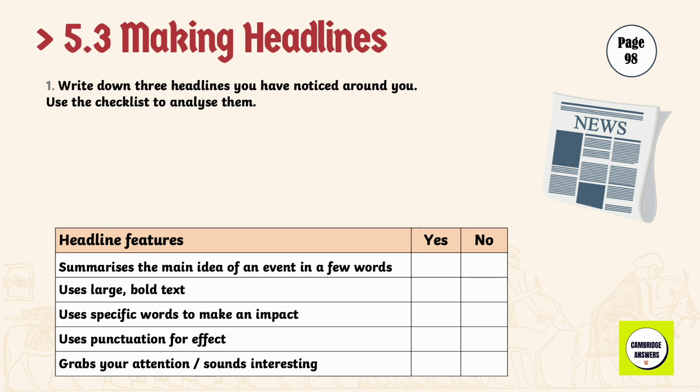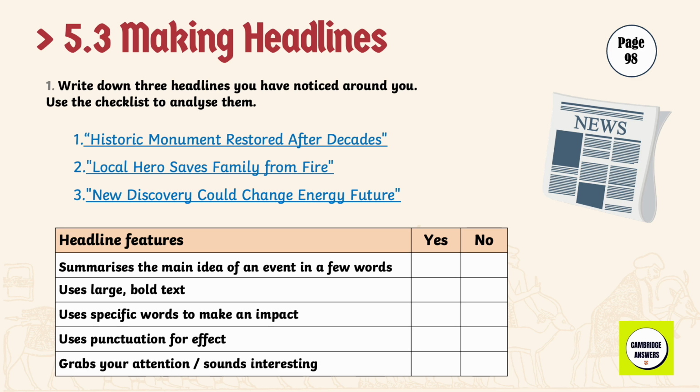Exercise 5.3 Making Headlines. Write down 3 headlines you have noticed around you. Use the checklist to analyze them. Historic monument restored after decades. Local hero saves family from fire. New discovery could change energy future.